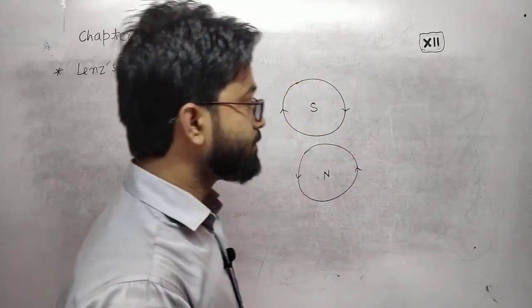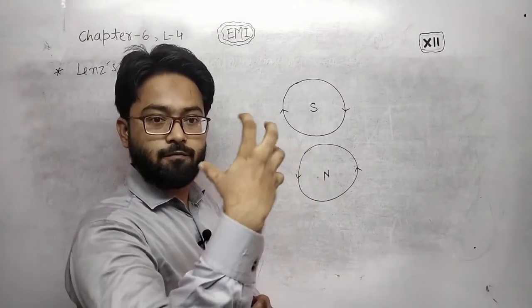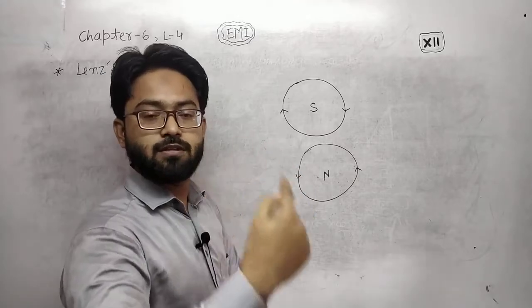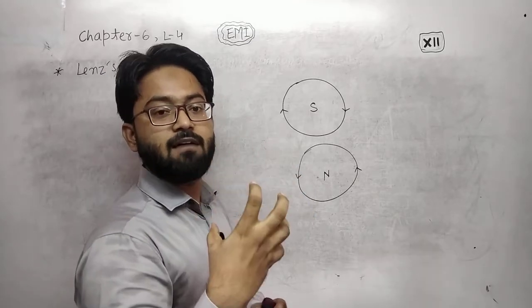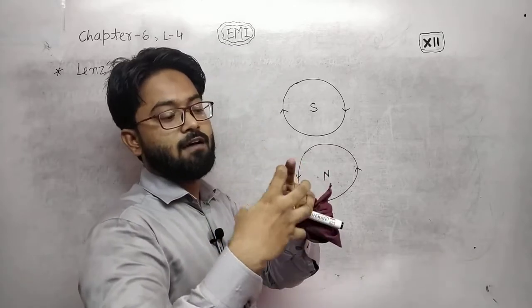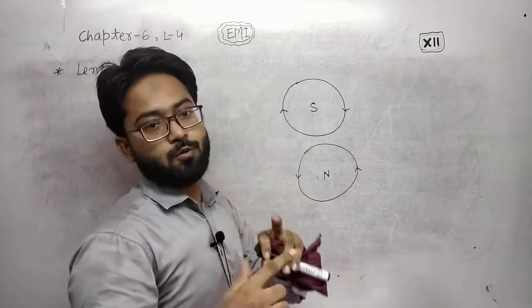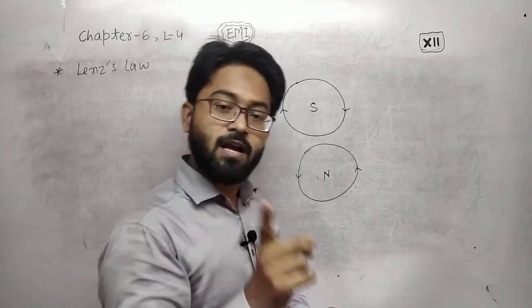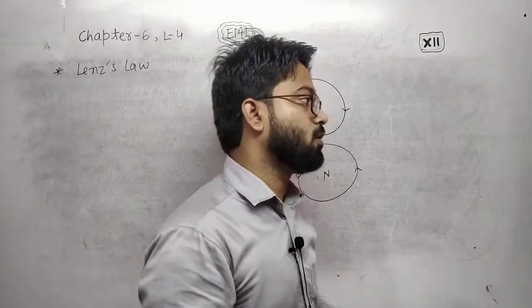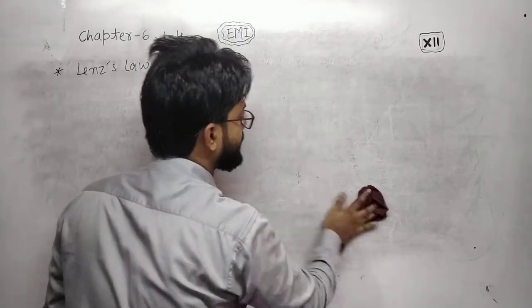This means if you take any coil in which current is moving, it will behave like a bar magnet. It will have a north pole and a south pole. One side will be the north pole, and the other side will be the south pole. That means it will behave like a bar magnet.